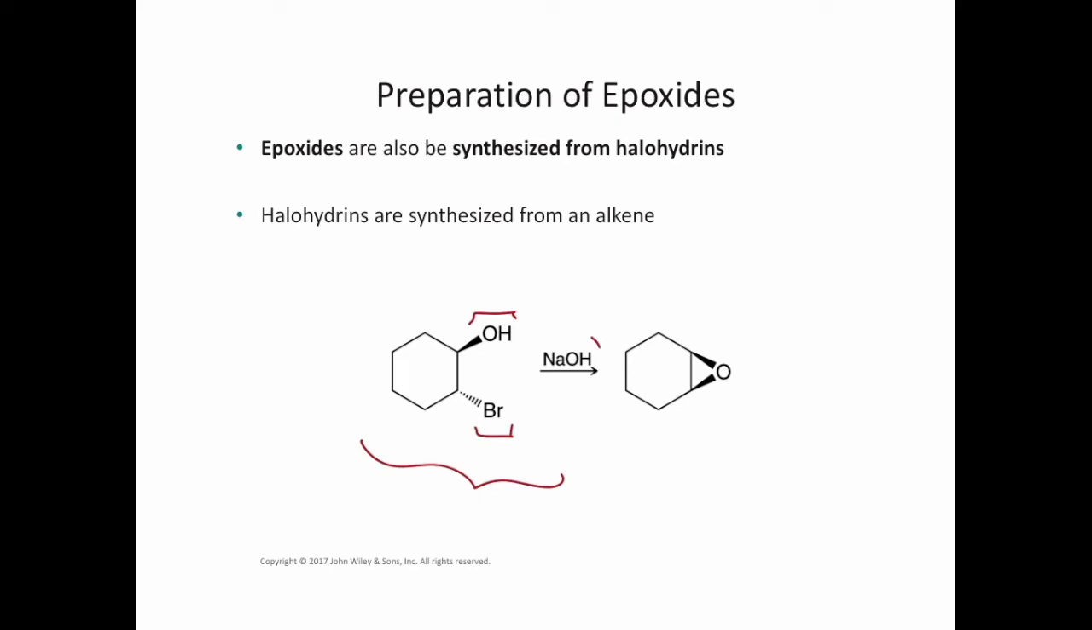So in this, we use sodium hydroxide, which is going to deprotonate the acidic H on the alcohol group, and then that will attack the carbon with the bromine, kicking off the bromide in an SN2 fashion.